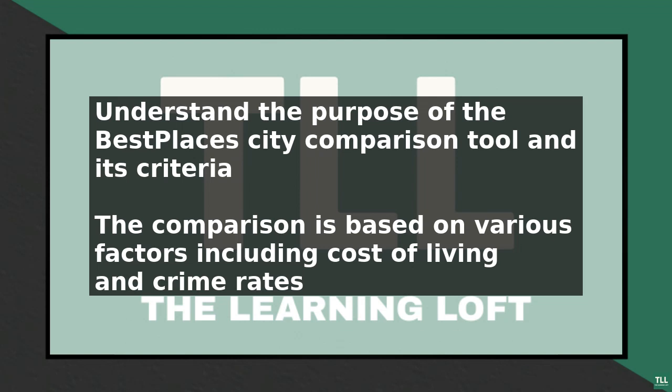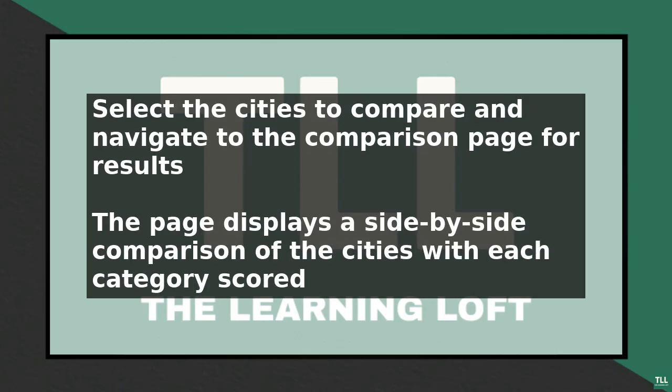The page will display a side-by-side comparison of the cities, with each category scored on a scale. The scores are relative to the national average, with a score of 100 being the national average. Next, look at the overall score, which represents the city's overall desirability. This score takes into account all the categories and provides a comprehensive view of the city. A higher score indicates a more desirable city.